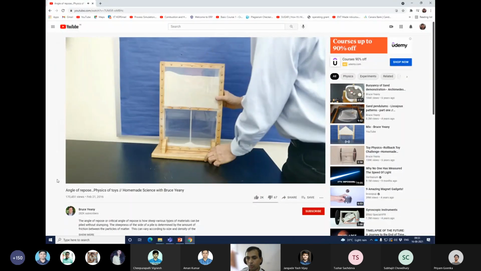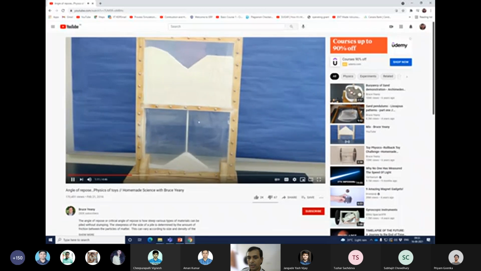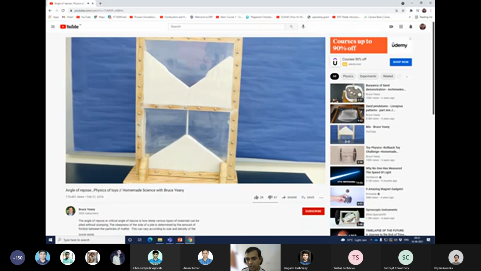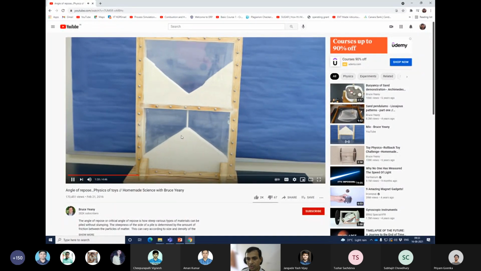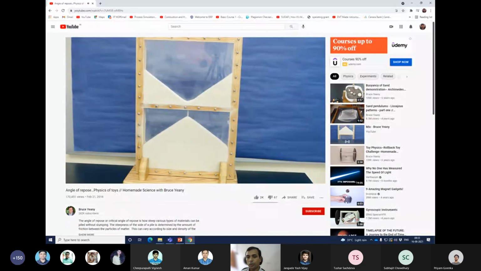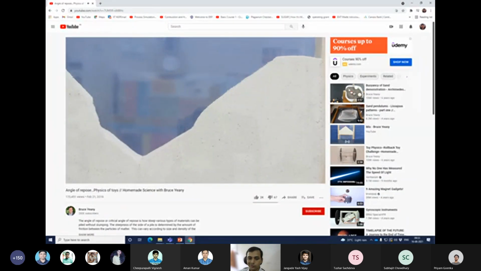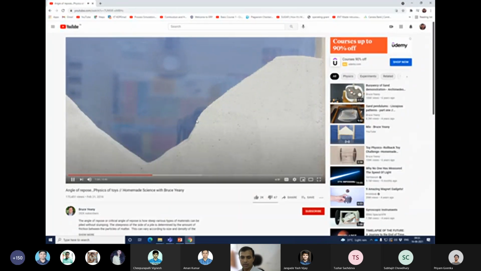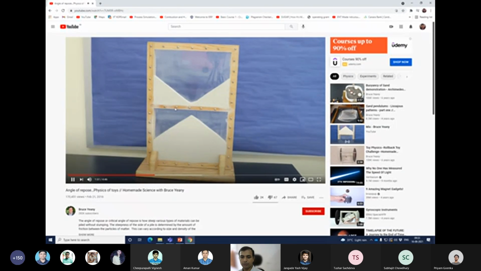So you can see here this rectangle block with a hole made in the middle, and you can see the heap is forming, and there's a slant edge. There's a slant edge because it's a rectangle block, not a cone formation. You can see that the particles are flowing out and forming a perfect angle, and this angle is the angle of repose if you're using the B method.